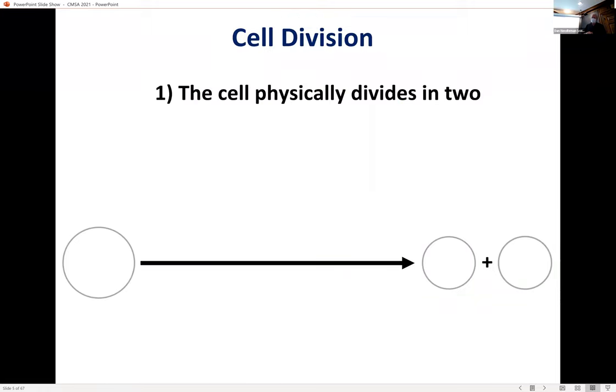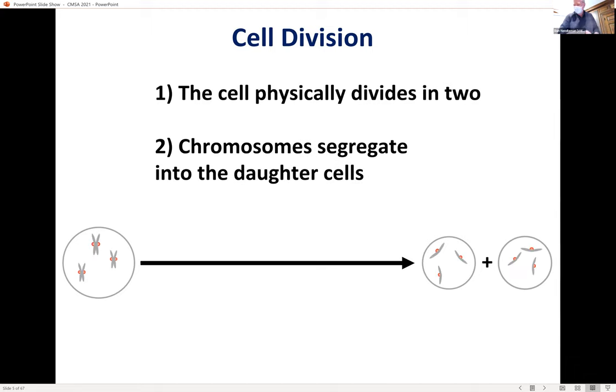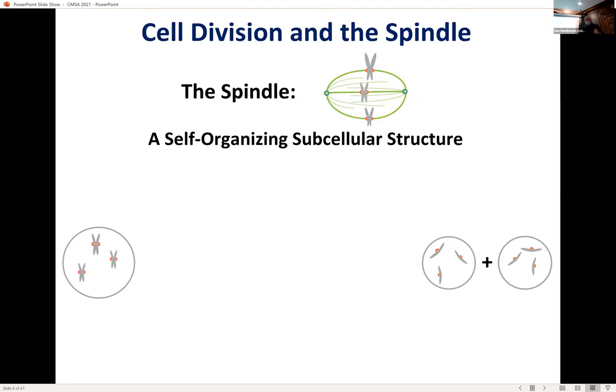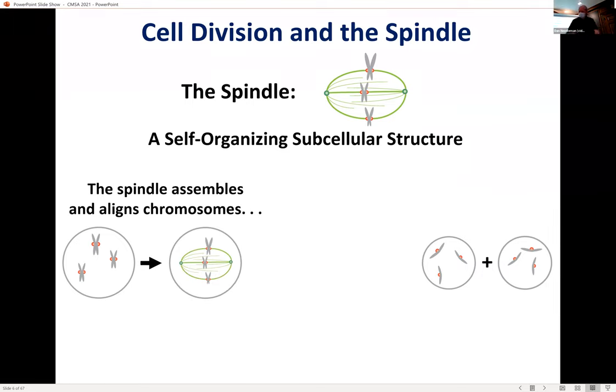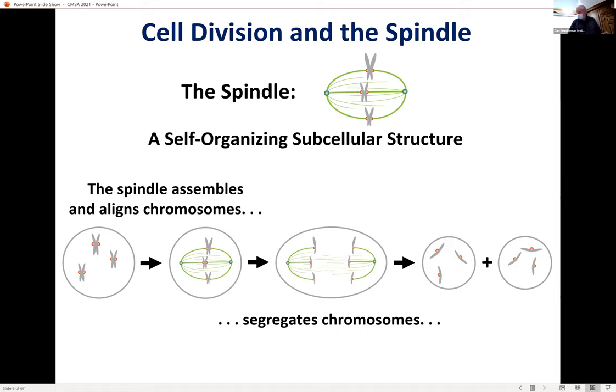All right, so cell division, for people who aren't familiar with it. Cells can divide into two, that's cell division. When this happens, it's important that the daughter cells get a complete copy of the chromosomes. So the chromosomes are segregated into daughter cells. That's done by a self-organizing subcellular structure called the spindle. The spindle assembles, aligns chromosomes, and then segregates chromosomes, and then disassembles. So it's a very dynamic structure.